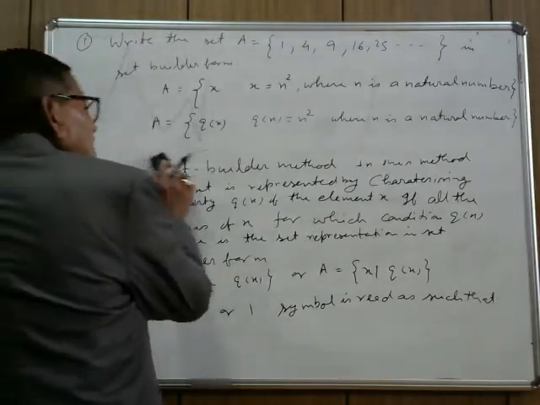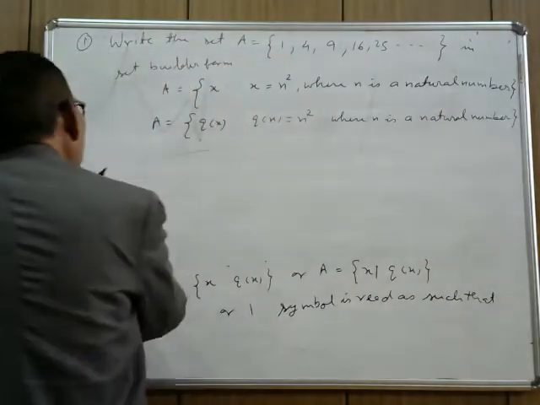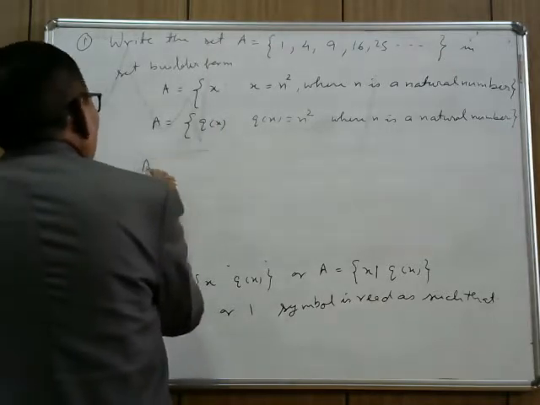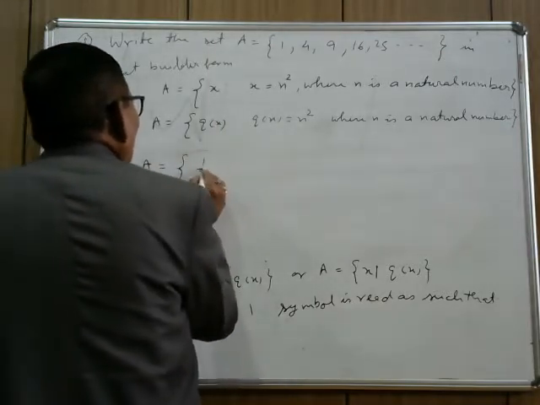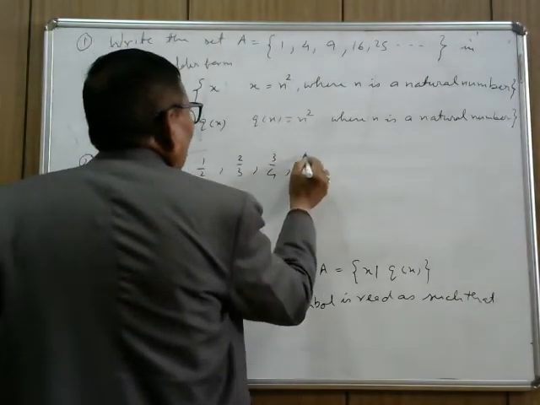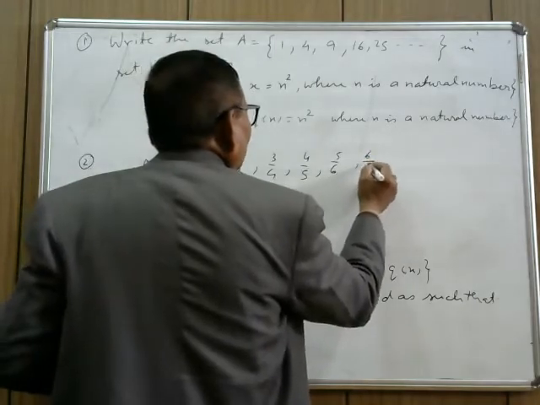Now I am taking another example. You write the following set in set builder form. Second, set A is defined as 1 by 2, 2 by 3, 3 by 4, 4 by 5, 5 by 6, 6 by 7.